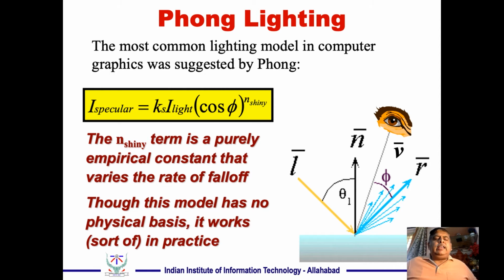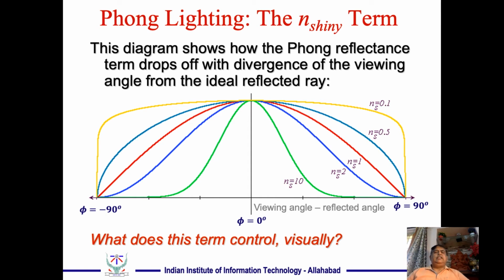The Nshiny term is a purely empirical constant that varies the rate of falloff in this model. It has no physical basis. It works in practice. It is totally a mathematical formulation. Please don't try to find physics in this relationship.